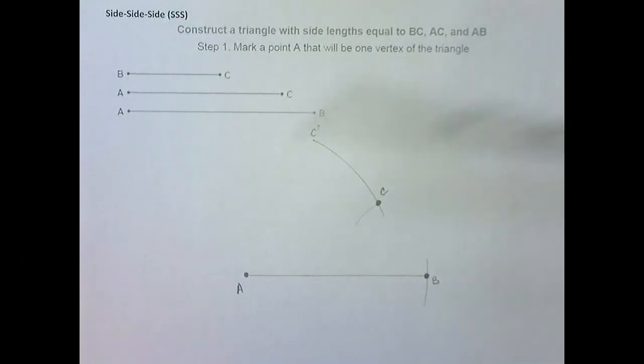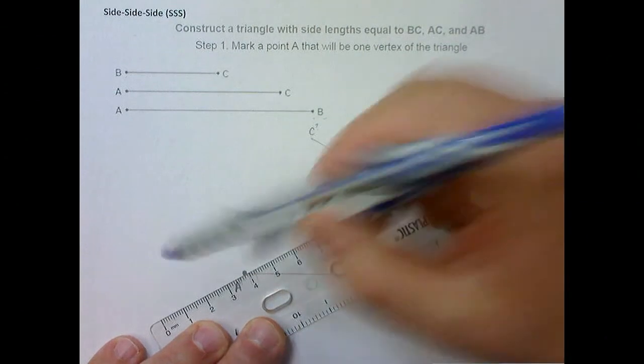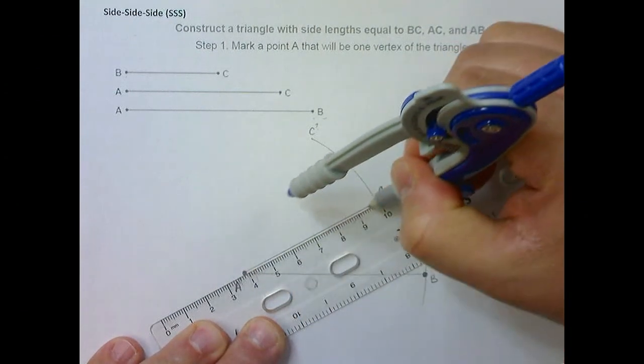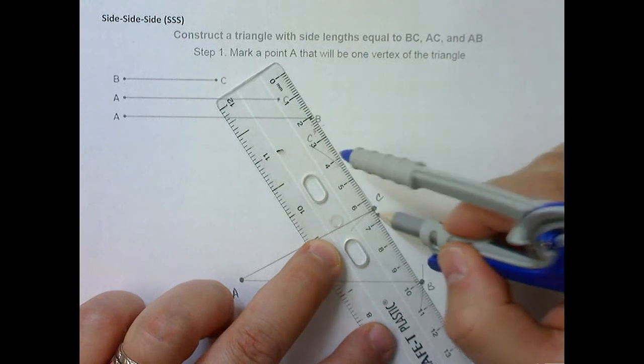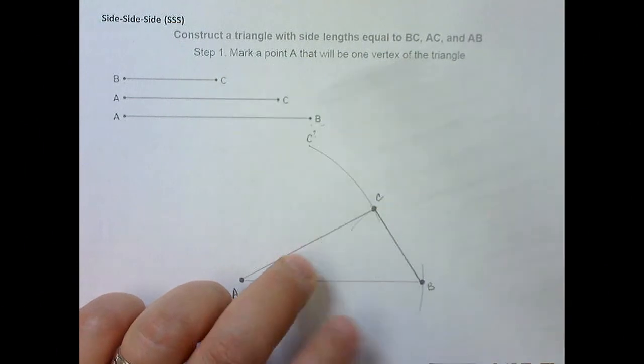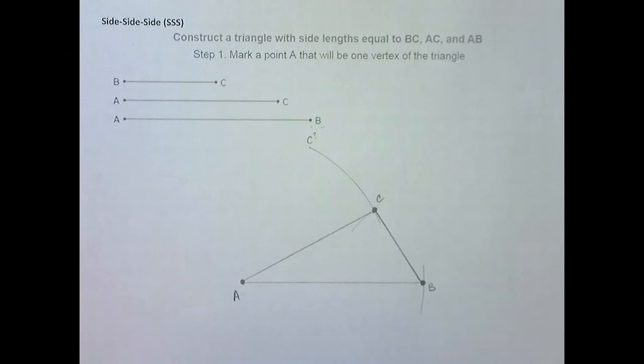And after you have created that point, you can just take your straight edge again to connect AC and BC. And that's it. You now have just created a triangle using the side-side-side method.